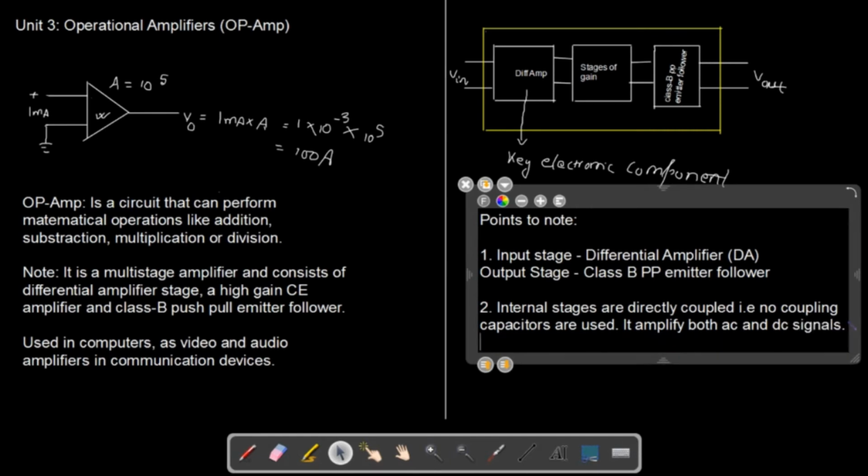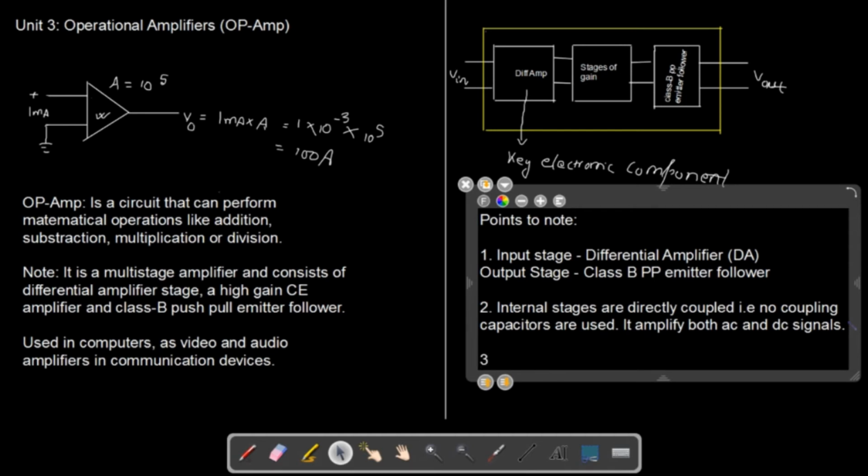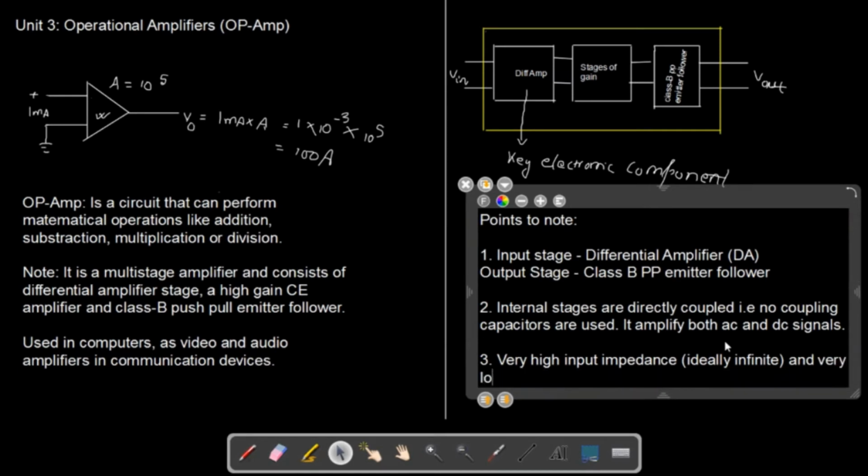Eventually we are also going to talk about AC to DC and DC to AC converters, and that is also something which can be done by an operational amplifier. We actually use that, and it has very high input impedance. Input impedance being high is very important. If you're considering an ideal op-amp, the input impedance is infinite, and very low output impedance, ideally zero.